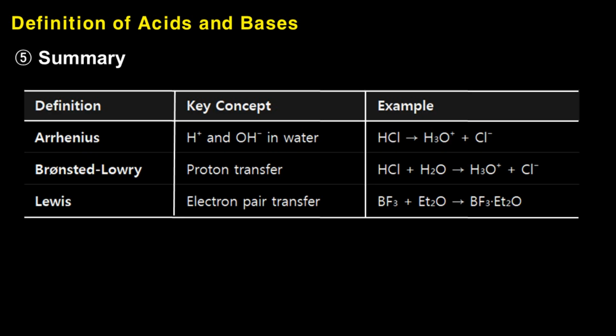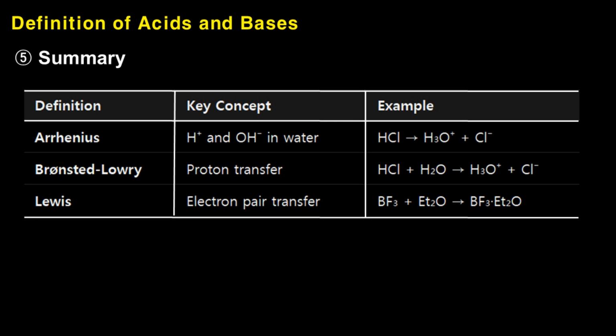To summarize, each acid-base definition has its own strengths. The Arrhenius definition is great for aqueous solutions, but it does have its limitations. The Brønsted-Lowry definition builds on that by focusing on proton transfer, which makes it more flexible. And the Lewis definition is the most comprehensive because it explains reactions in terms of electron pair interactions, which makes it super useful in both organic and inorganic chemistry.